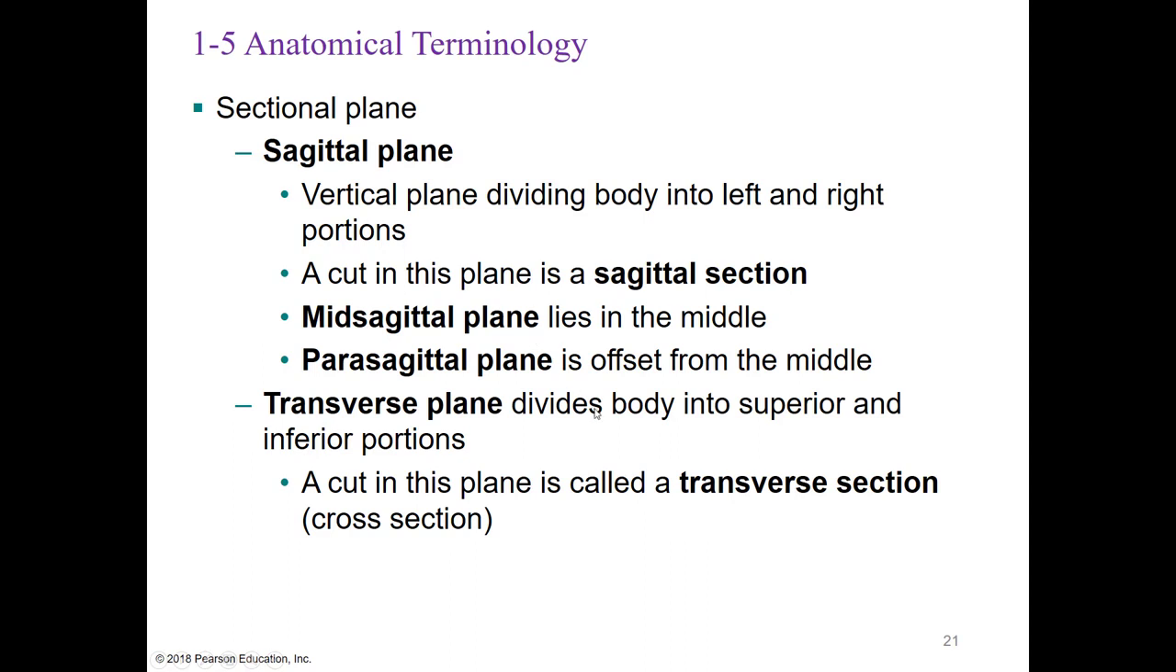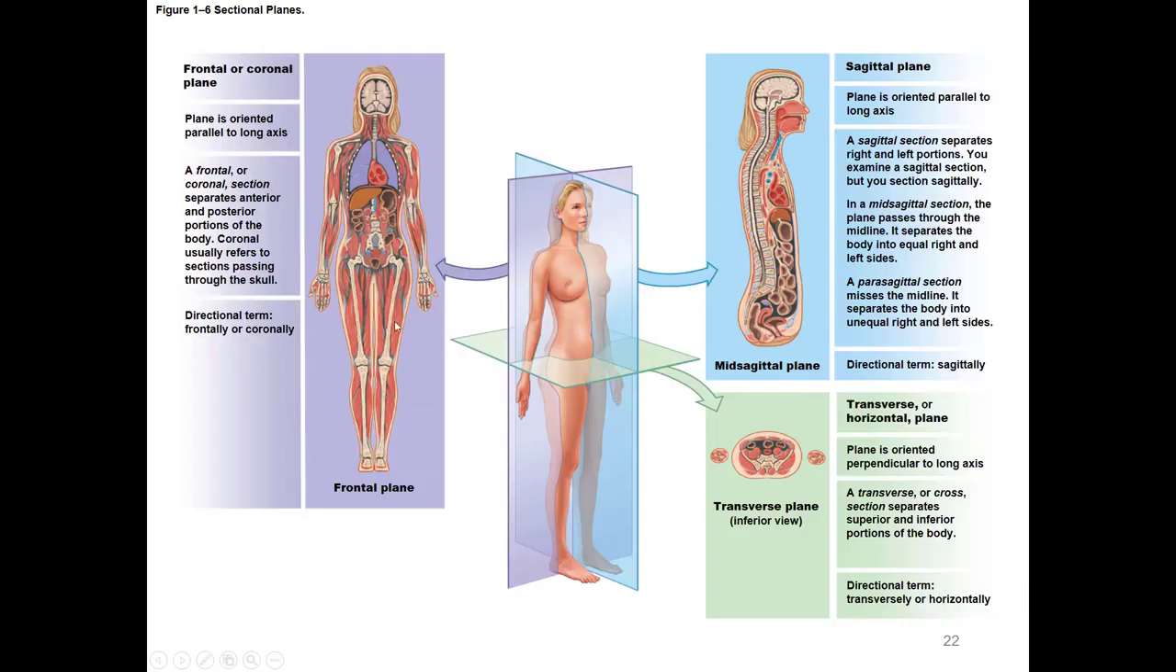A transverse plane is a horizontal plane that divides the body into an upper and lower portion, or superior and inferior. A cut in this plane is called a transverse section, or cross-section. So the green square here represents transverse. Horizontal plane dividing you into an upper and lower portion, or superior and inferior. A transverse plane would give us a view like this one.